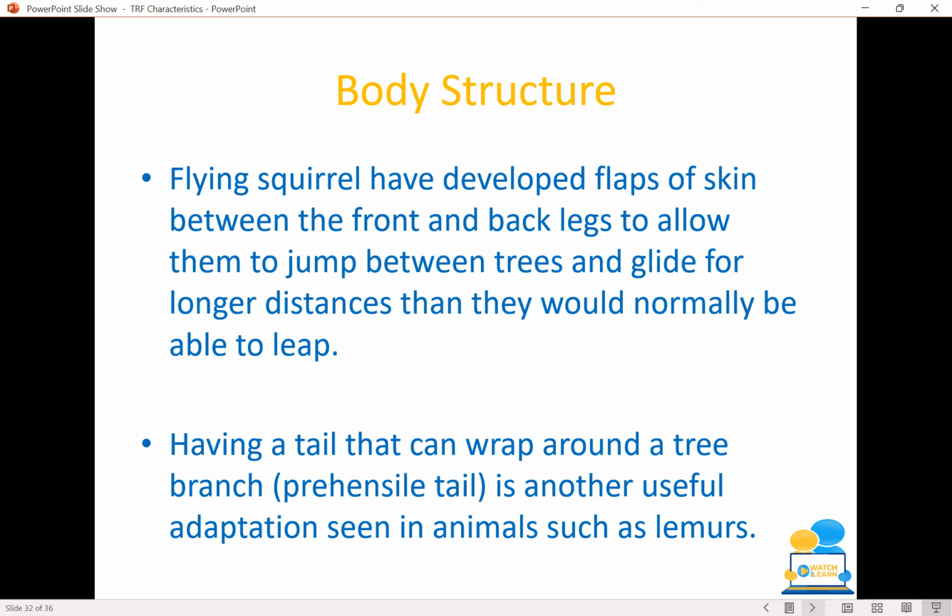Having a tail that you can wrap around a tree branch, a prehensile tail, is also a very useful adaptation and is seen in such animals as lemurs, and then of course in different types of monkeys as well, which means that you can go from branch to branch or vine to vine a lot more easily, and you are a lot more stable in the higher areas of the rainforest.